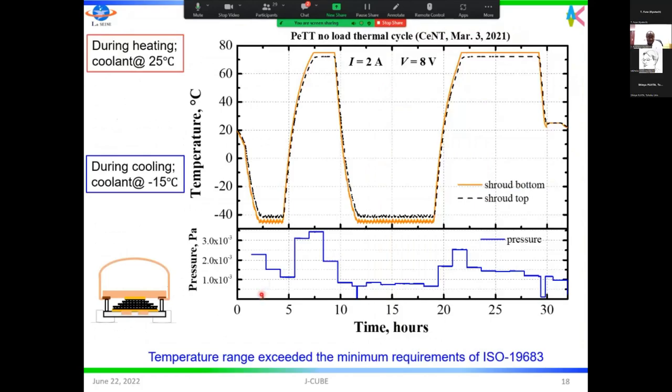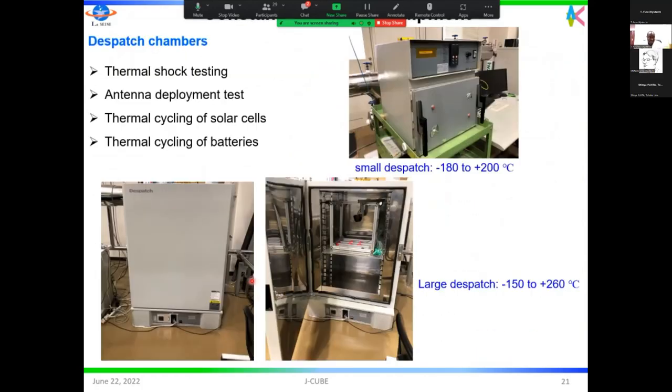Yeah. So, and then we also have constant temperature bath equipment. So we call them despite chambers. Let's say if you have solar panels, or you want to do antenna deployment, or let's say you want to do battery screening and you want to cycle them through a number of cycles. And also if you want to do thermal shock testing, yeah, this equipment is capable of doing that. The small despite chamber can achieve between minus 180 and plus 200 degrees C, and the ramping rate is very, very fast. And the large chamber can also achieve something similar to that.